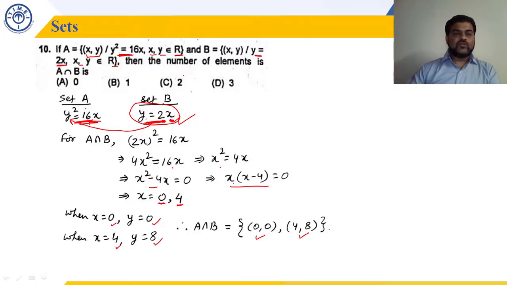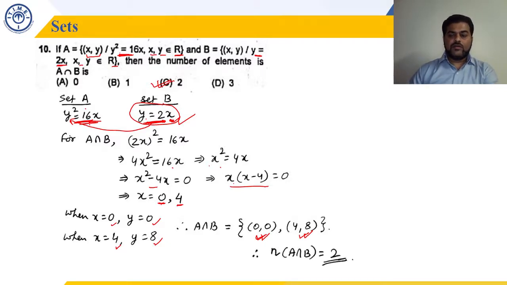Okay. So the question was asking about the number of elements in A intersection B. The number of elements in A intersection B will be 2. This is one element, this is another element. So the answer is 2, which is option C. Okay. Fine. This is the answer. Let's move ahead.